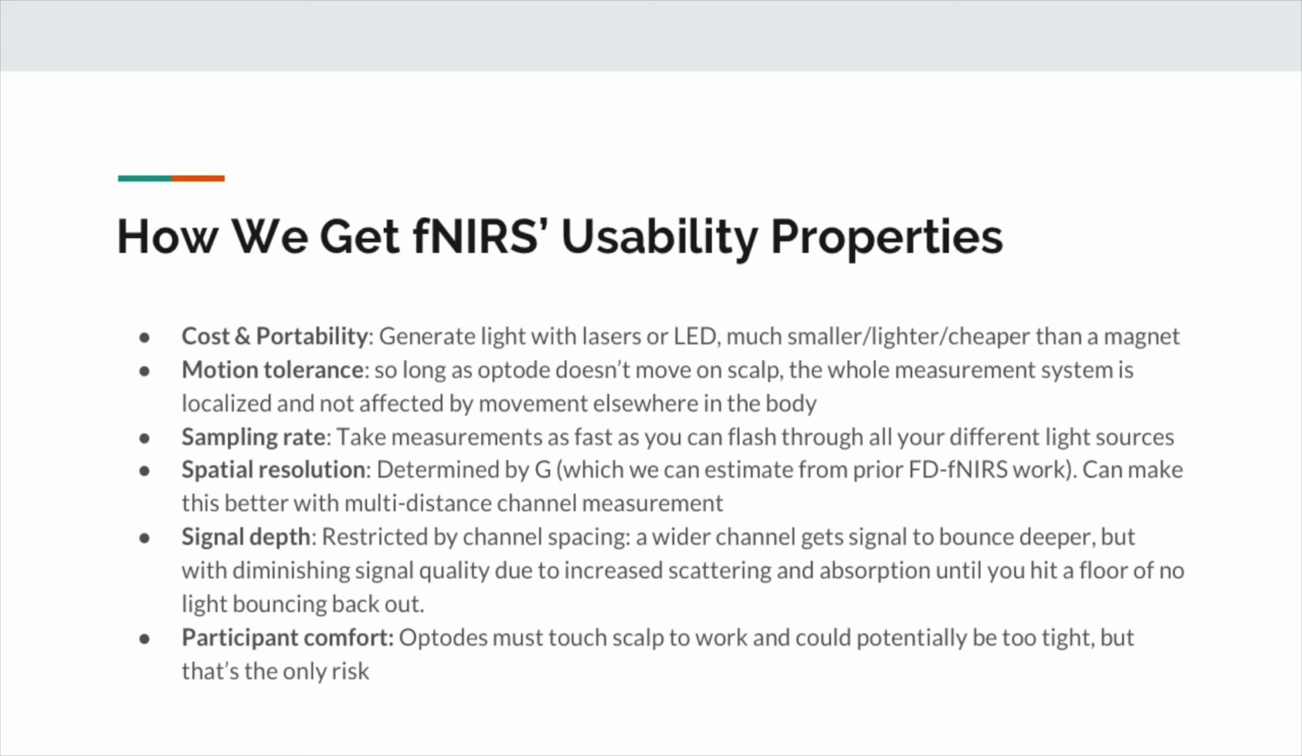The sampling rate is, it takes measurements as fast as you can. Essentially, you're flashing through all your different light sources. If you were to flash all your light sources on at once, a detector wouldn't really know where that light is coming from, so you have to go through your sources one at a time. And so that's going to be the limiting factor on your acquisition speed in fNIRS. So if you have a small subset of channels positioned over one area, you can go through those really, really fast. If you're doing a full brain system, you have to go through all of them, so that'll take up some time, and it'll make your acquisition speed a little bit slower.